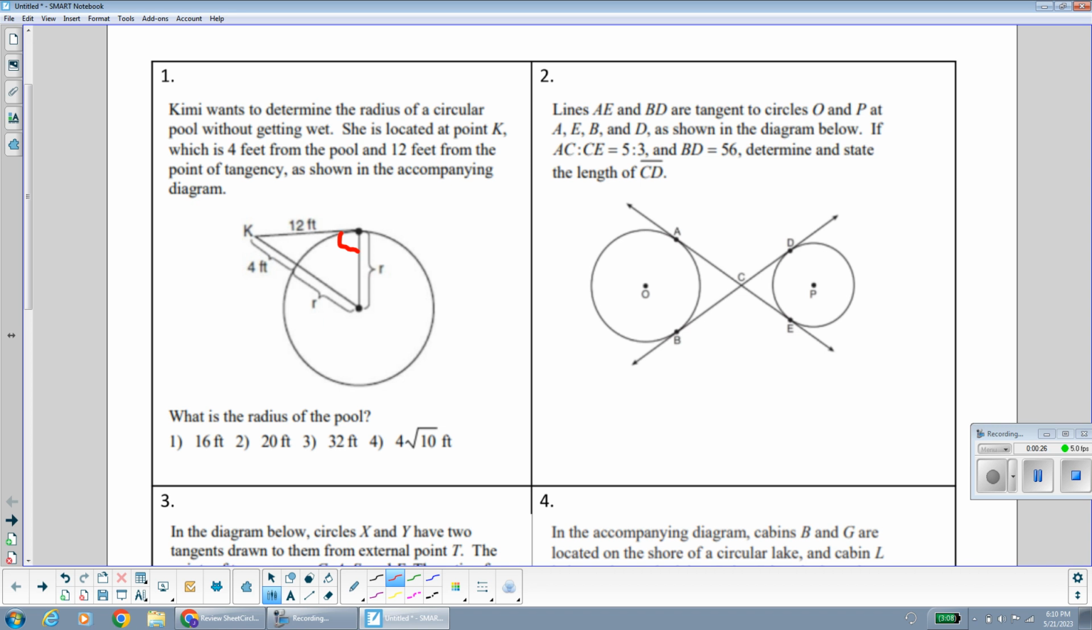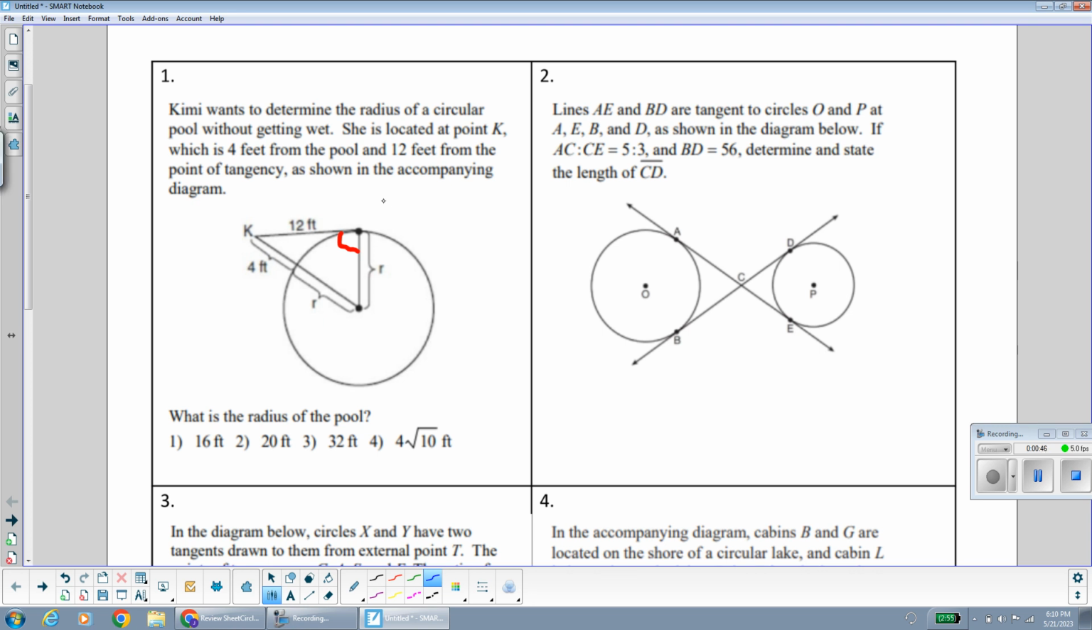We also know that all radii of a circle are congruent, so it makes sense that this radius is labeled as r, and this radius over here is also labeled as r. Since we have a right triangle, we can set up the Pythagorean theorem to find the missing side length.